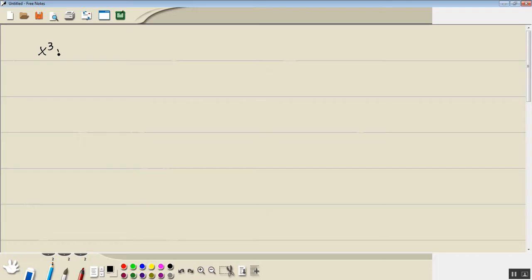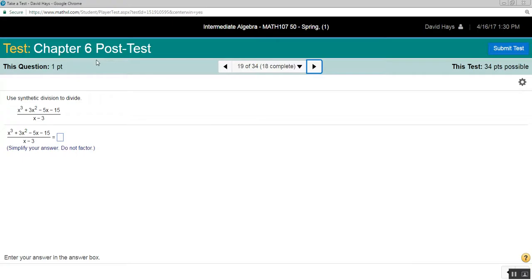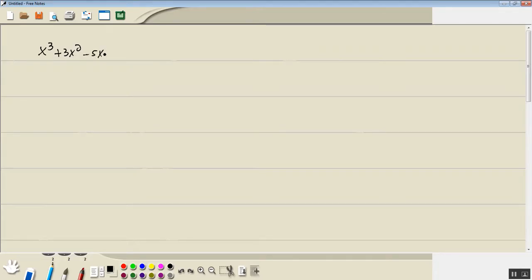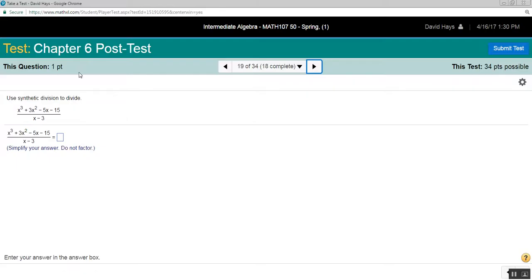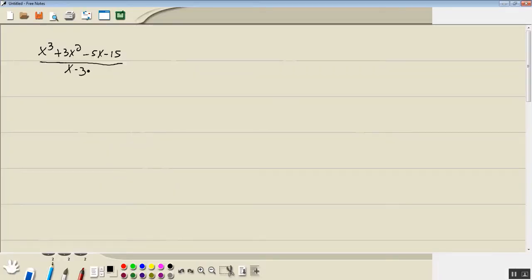So we got x to the third plus 3x squared minus 5x minus 15 over x minus 3. Okay. First step in synthetic division is you take your denominator, you set it equal to 0, and you solve it. So that gives us x equals 3. We then take that number we just found, we put it in a box in the upper left-hand corner, and we identify our largest power, which is x to the third. So real small across top, I'm going to write x to the third, x squared, x, and no x.